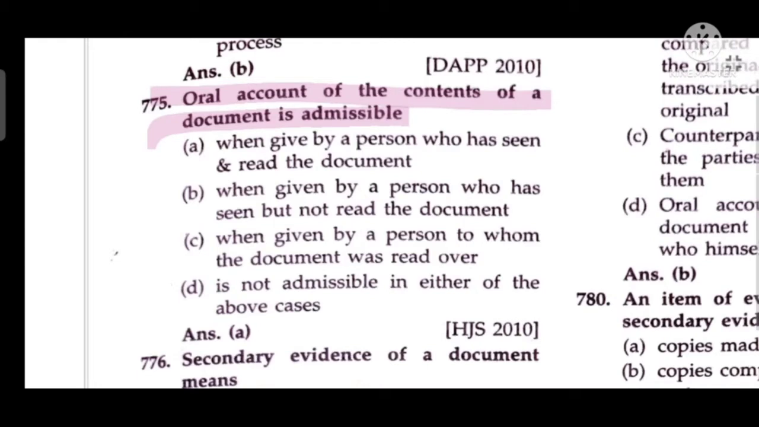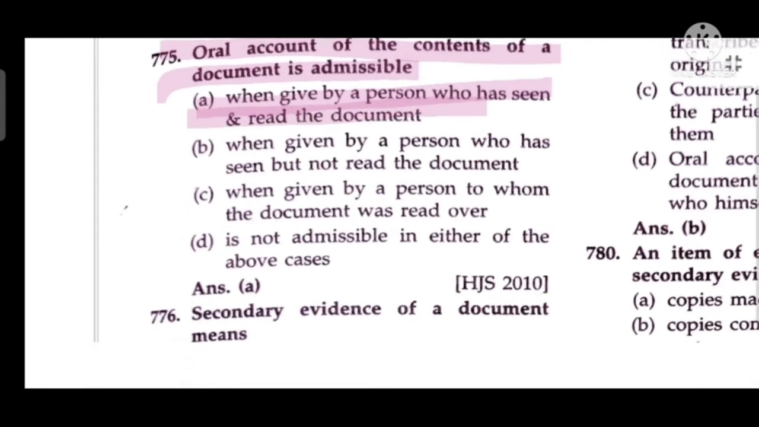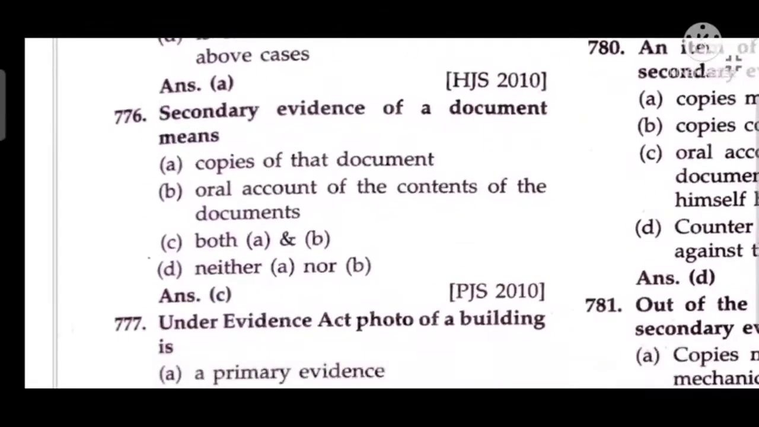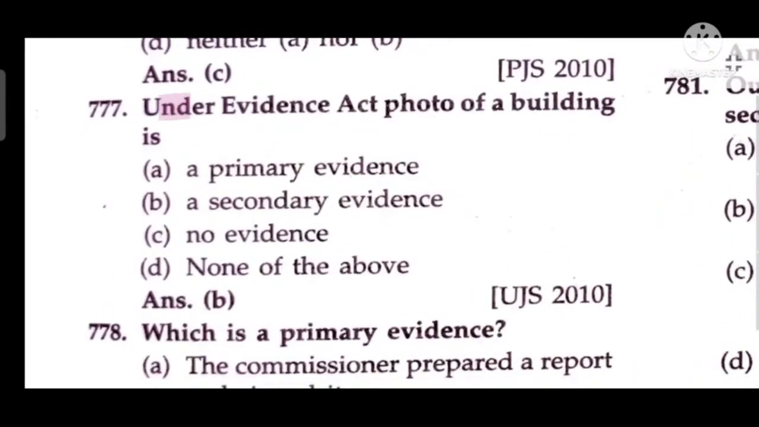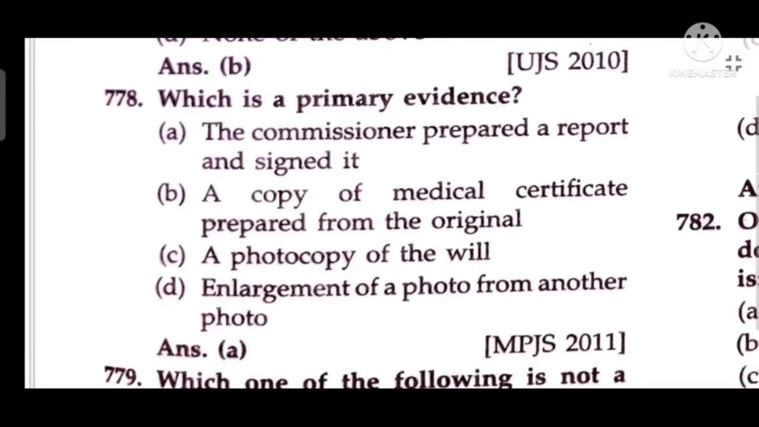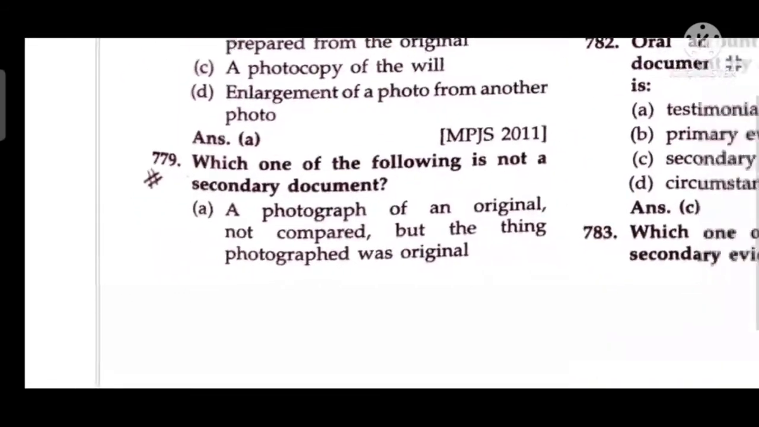Oral account of a document is admissible when given by the person who has seen or read the document. Secondary evidence of a document means copies of that document and oral account of the contents of the document. Under the Indian Evidence Act, a photo of a building is a secondary evidence. Which is a primary evidence? The commissioner prepared a report and signed it.